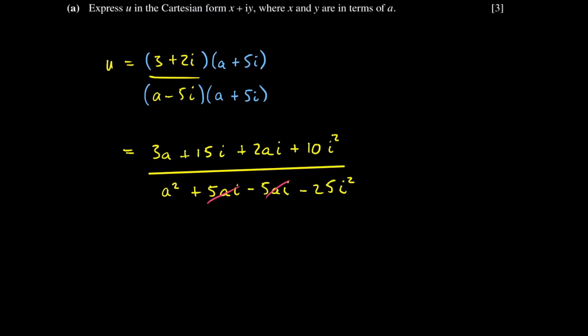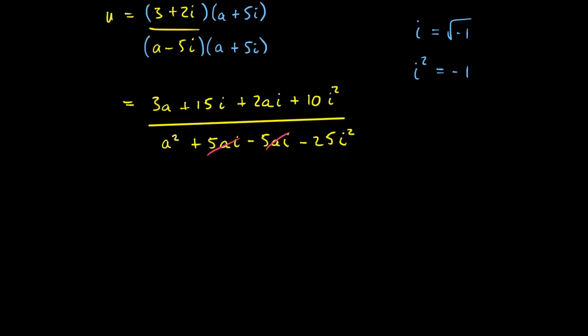And also what we should be able to see is that the terms where we've got i squared, those will be equal to -1. Why is that? Well, because i is defined as the square root of -1. So if we square it, then we'll get -1 there. Well, let's just simplify then.